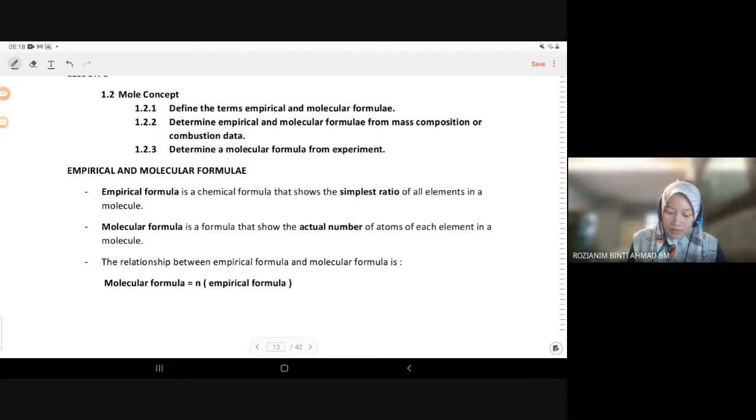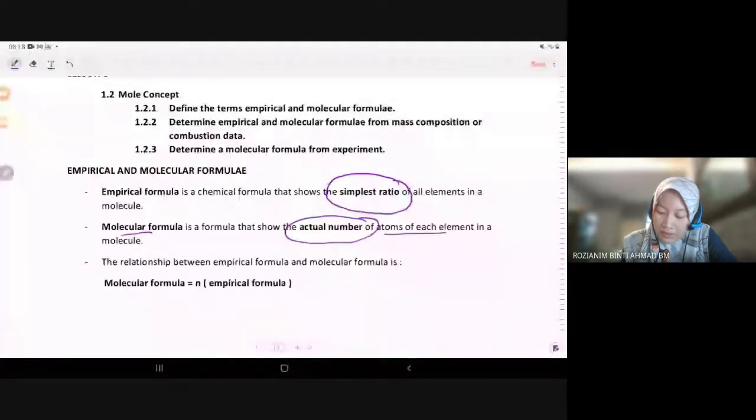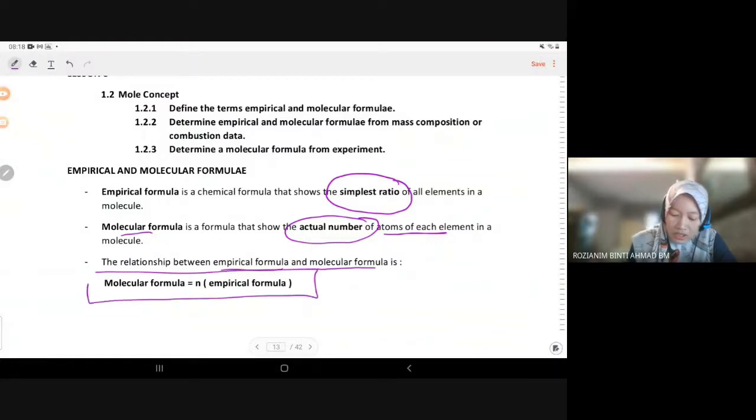Ini dulu lah. Okay. So dekat sini apa yang patut you tahu, kalau empirical formula simplest ratio. Ni sama macam you punya lesson. Ini saya ambil daripada buku kita. Molecular formula adalah actual number of atom in each element dalam molecule. So step 1, cari dulu empirical formula. Step 2, we find out molecular formula by using the relationship for this formula. So this is recall it back what you have learned before in SPM.